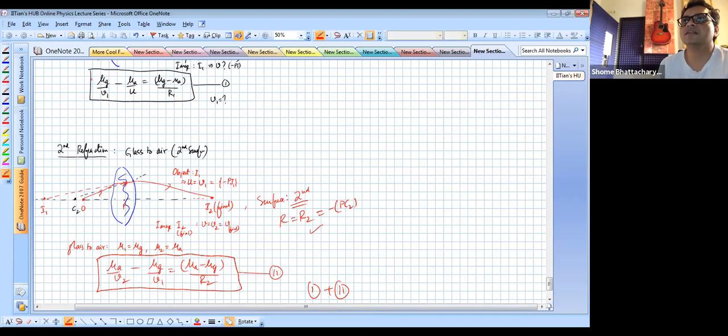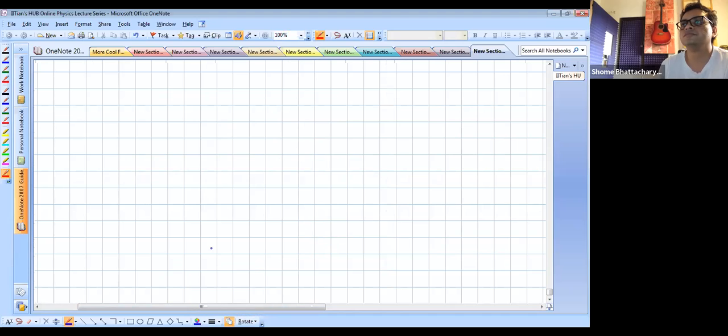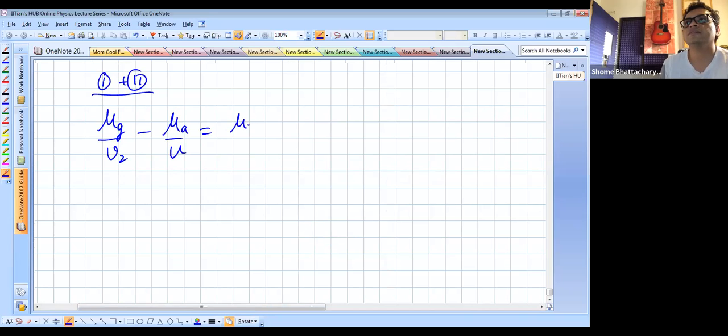Okay, so let's see what we get when we add the two equations. When you add the two equations on the left hand side, this term cancels out. You can see this term and this term here, they cancel out. And we are left with this term and this term. And on the right hand side, you can take the numerator common. So this is mu g minus mu a and this is mu a minus mu g. So you can take the numerator common, mu g minus mu a, and just write the equation now this way. Equation 1 plus 2 will give us this. Refractive index of glass upon V2 minus refractive index of air upon U will be equal to refractive index of glass minus refractive index of air into this term 1 by R1 minus 1 by R2.